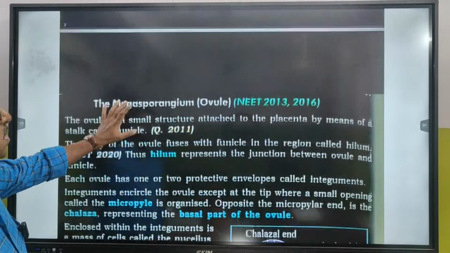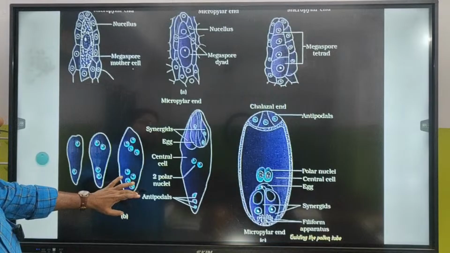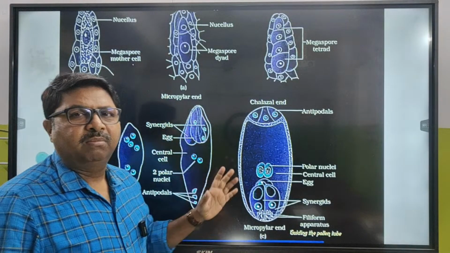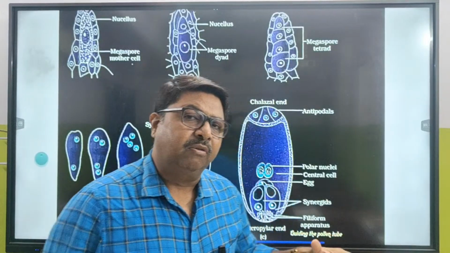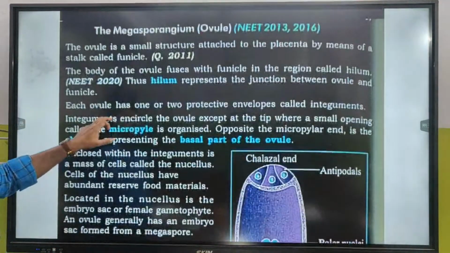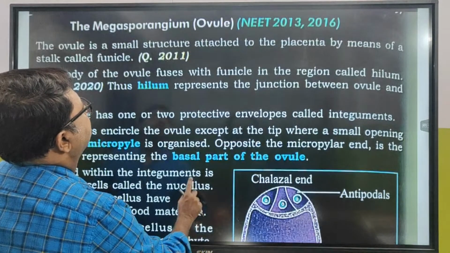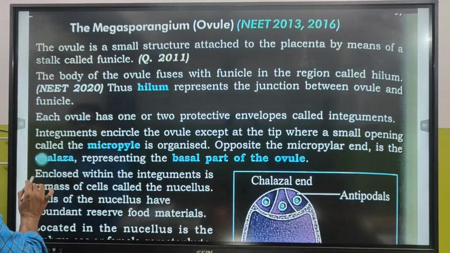If you are going to sit for a board exam, then development of female gametophyte can come as a 5 marks question. Development of female gametophyte, you have to draw this. Along with that, you have to draw the archesporial cell, the megasporangium, that is the ovule. What does it say?